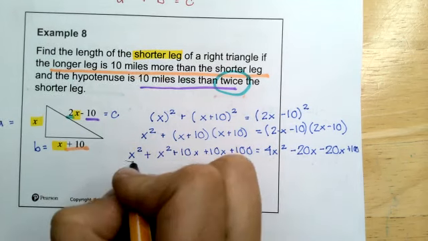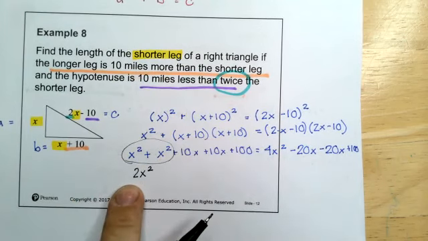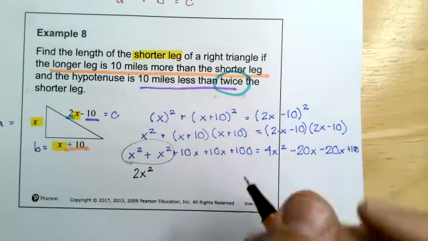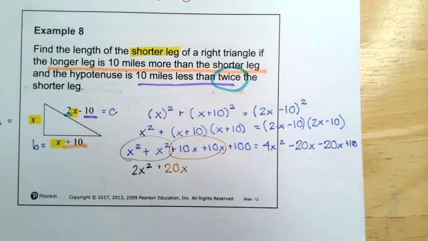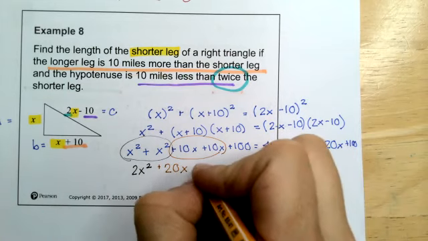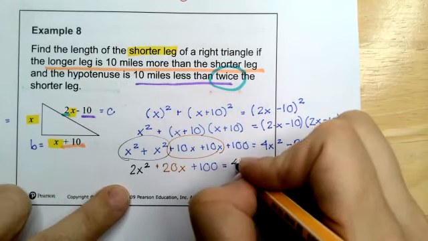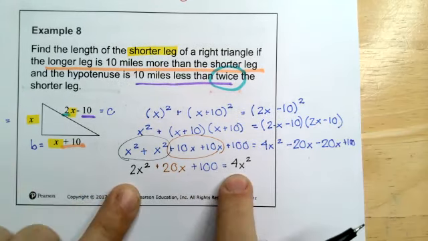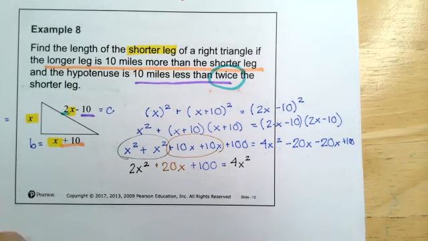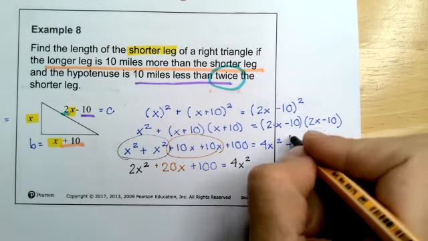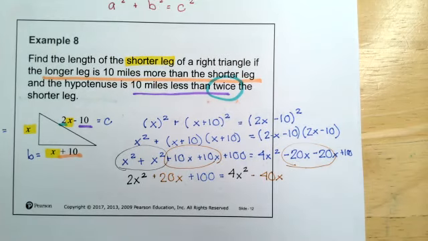All right, let's combine like terms. We have x squared plus x squared becomes 2x squared, because we're just adding, we're not multiplying anymore. We're just combining like terms. 10x and 10x become 20x. And then you just have that original 100 equals 4x squared. Because it's the same variable raised to the same power as the 2x squared, I'm going to make them both the same color. Negative 20x minus 20x, negative 20 minus 20 is a negative 40x, right? We're just combining, we're not multiplying. And then plus 100.